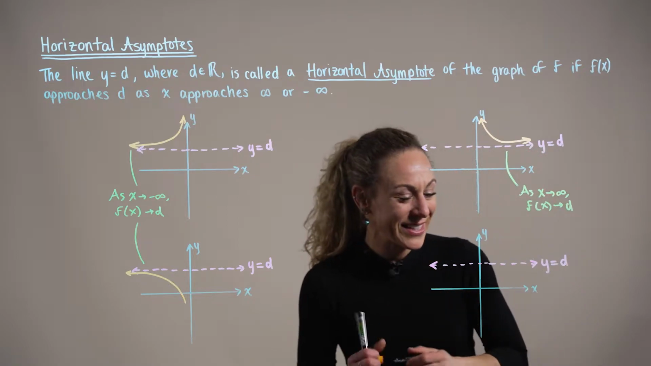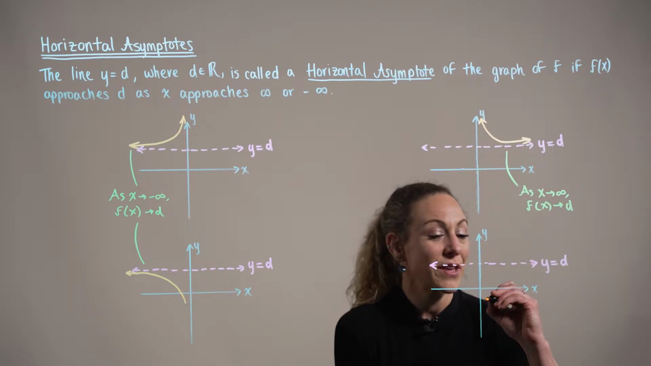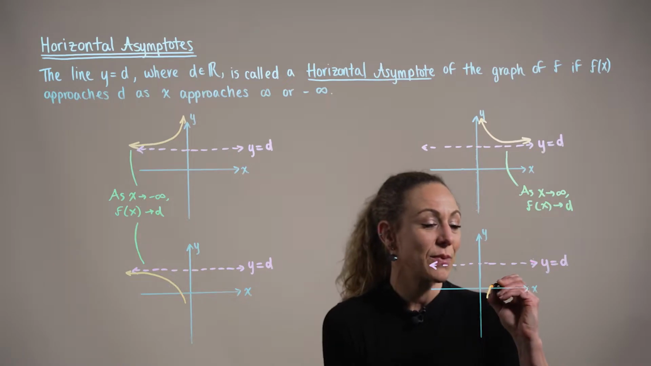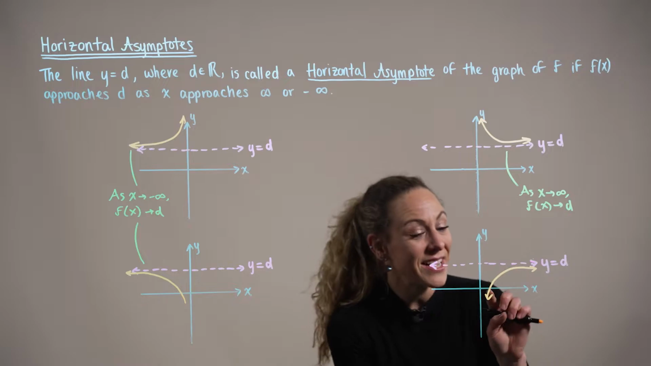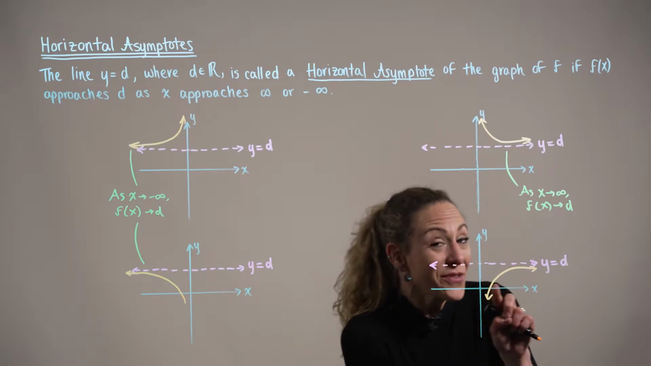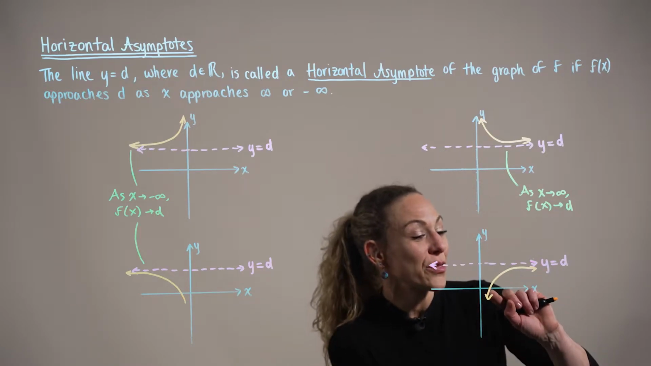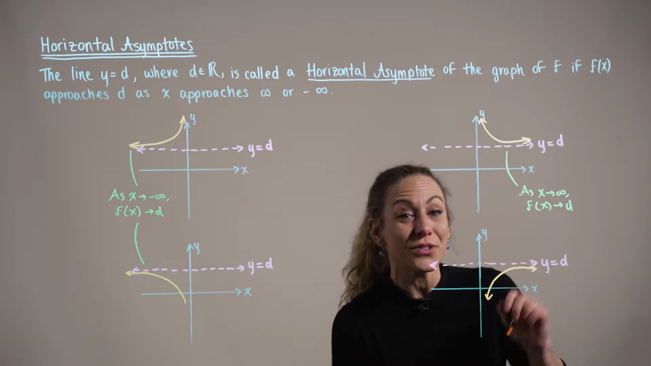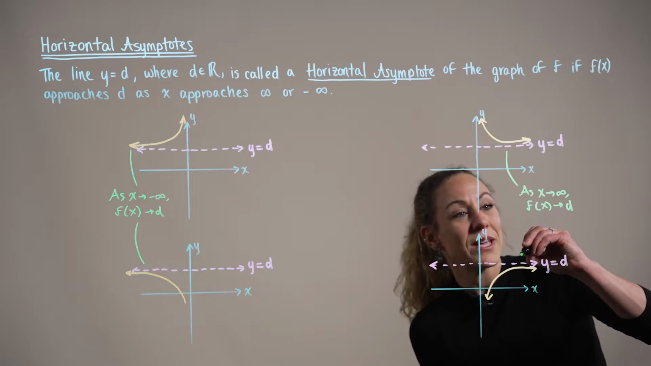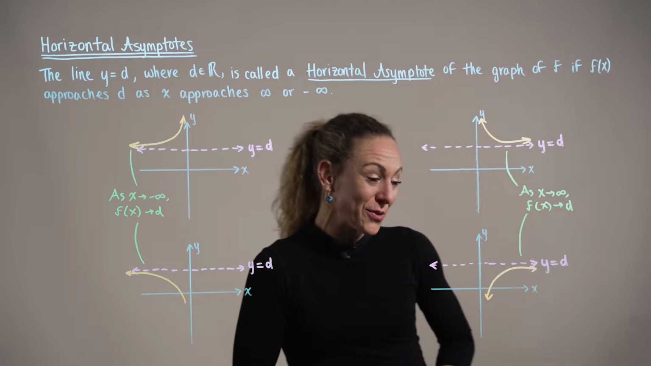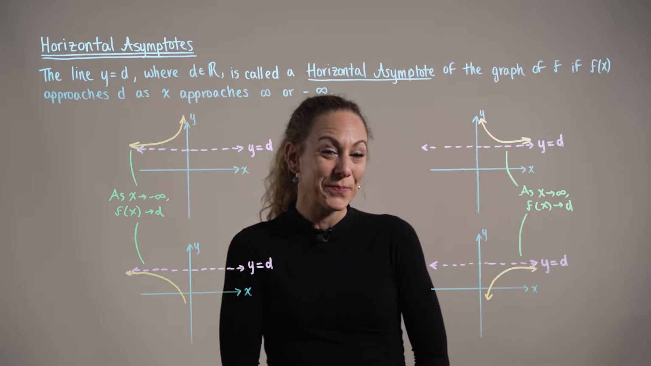And last but not least, we could also have on the right-hand side of the y-axis, the rational function looking something like this. And again, as x is growing infinitely large without bound, the y values are getting closer and closer to our constant d, but never crossing. So again, we can use that same infinite end notation as the first case.